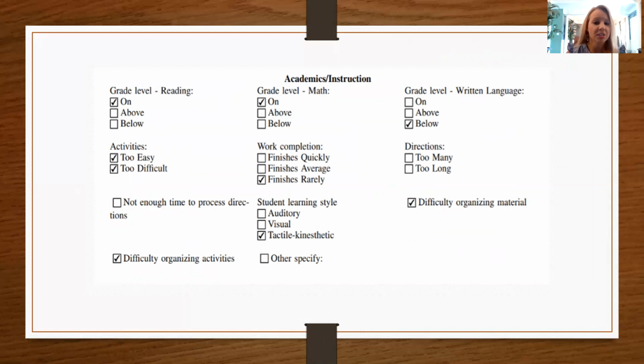How long are the directions? Do they contribute to the behavior, or are they not having enough processing time? And then if we know their learning style, how do they learn best? Do they have difficulty organizing material or organizing their activities? So anything about the academics and instruction that we feel like is a contributing factor to the behaviors that we're seeing.